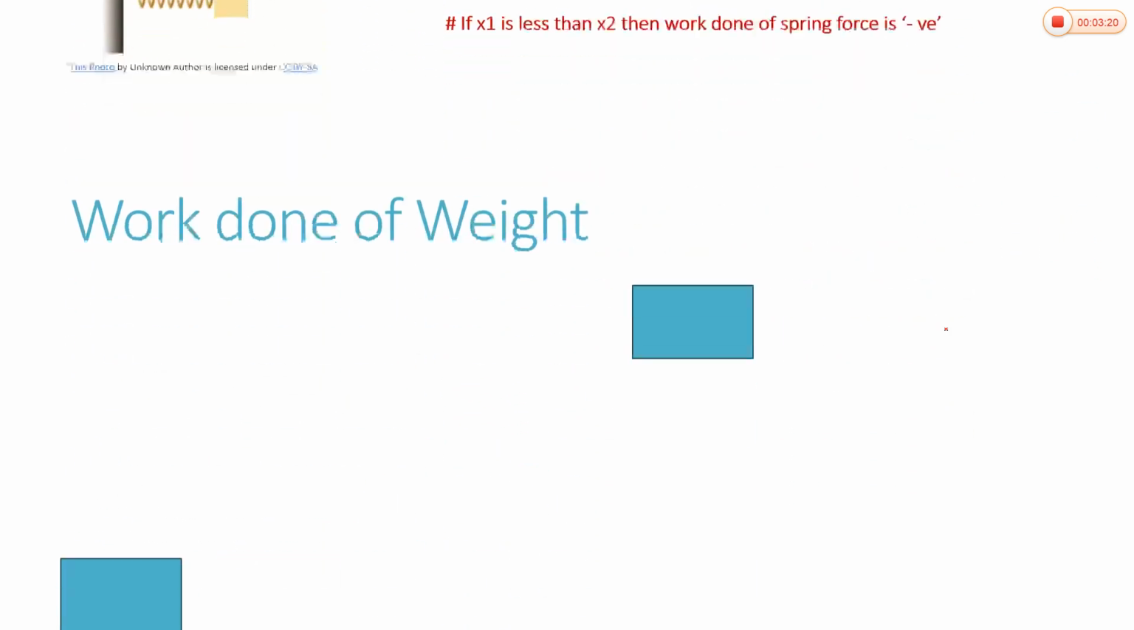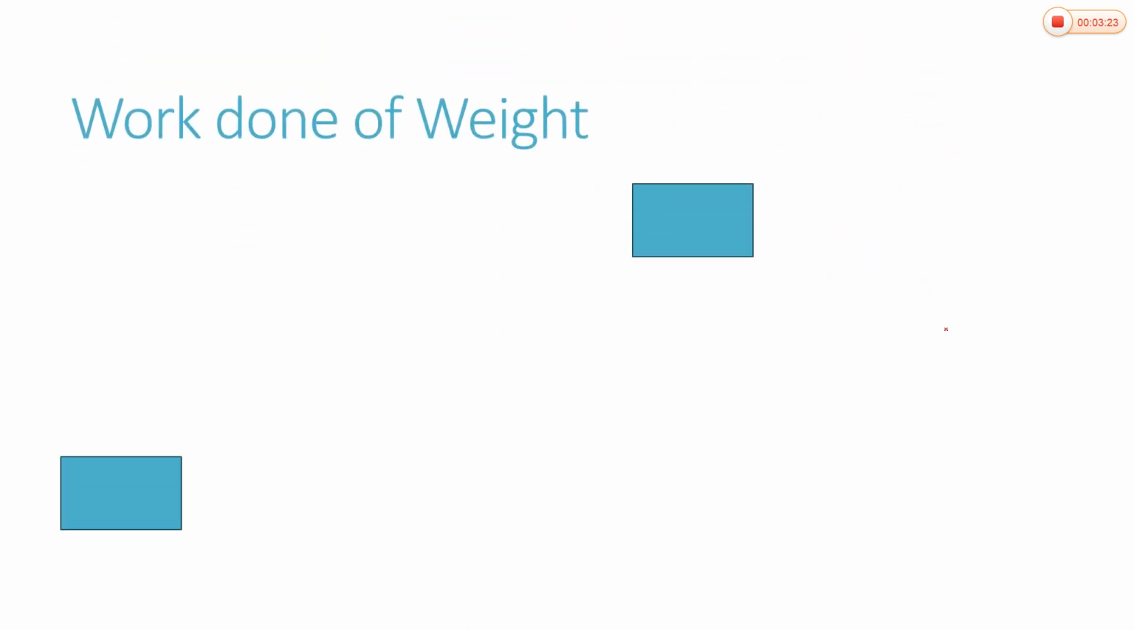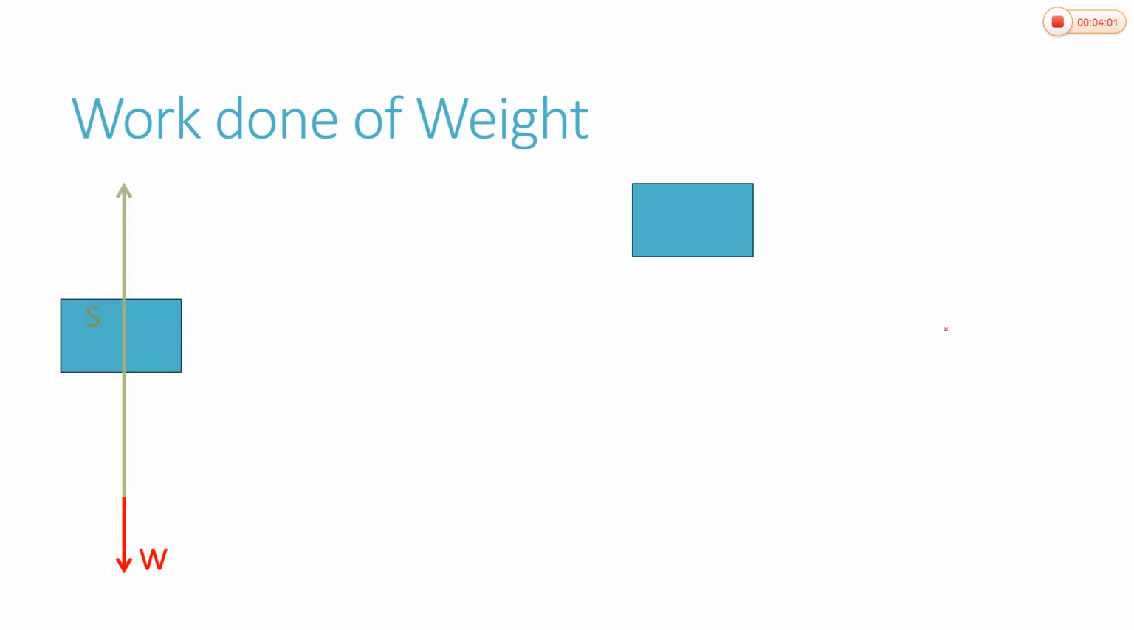Now the last is the work done of weight. We know that weight is the force due to the gravity of the earth, which acts in the downward direction. So let's understand the work done of weight through some examples. On the left hand side we have one block. The weight of that block is W, acting downward, and the block is going to be displaced in the upward direction, meaning the displacement is upward.